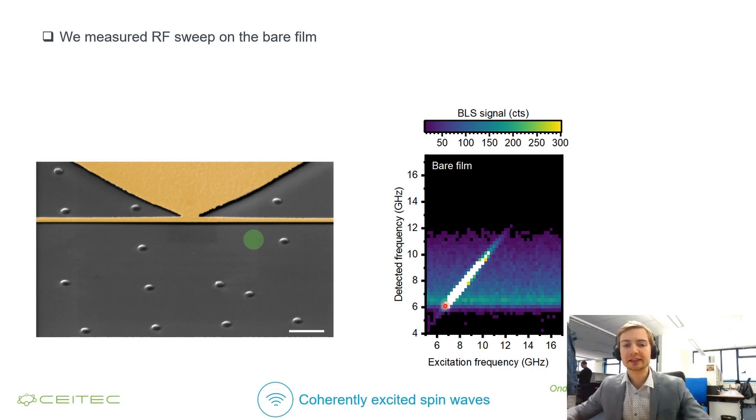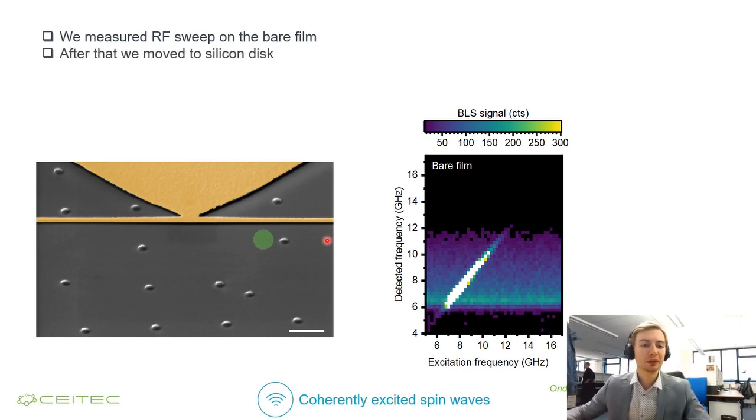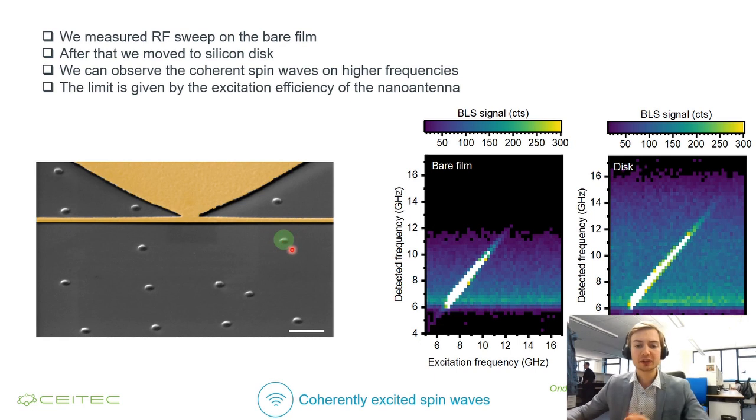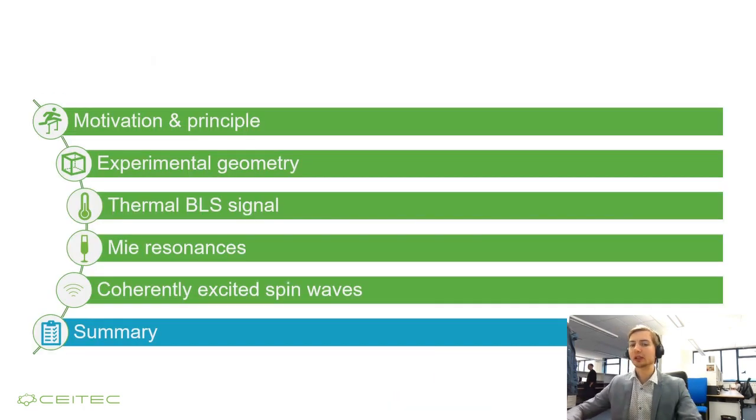And we can see that this diagonal, these coherently excited spin waves, ends up directly in the position of our thermal background noise. But if we move our spot onto the dielectric nanoresonator of these silicon disks, we can immediately see that the thermal background is moved up, which is in agreement with our previous experiments, but also this diagonal extends to higher frequencies, which means that we were able to detect these higher frequencies. One thing to note here is that we were limited by the excitation efficiency of the antenna, so the thermal background edge is much higher than this excitation diagonal. So now we will move to the summary.